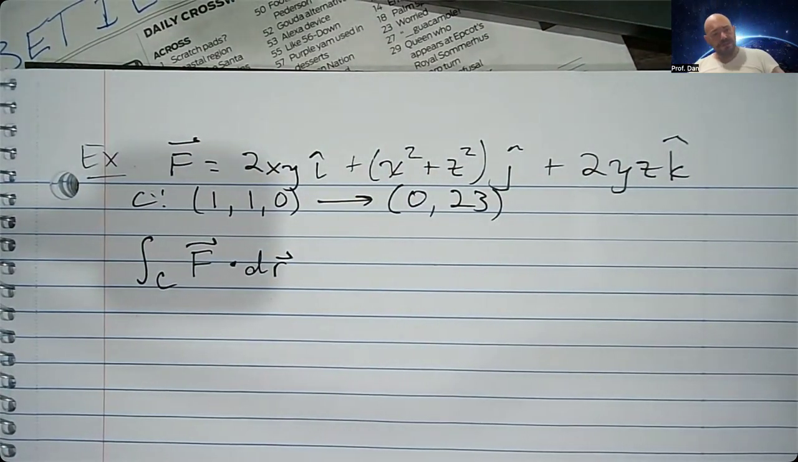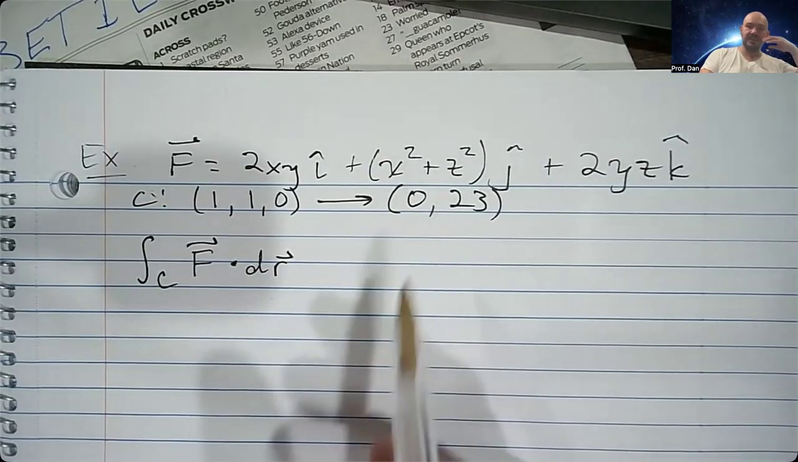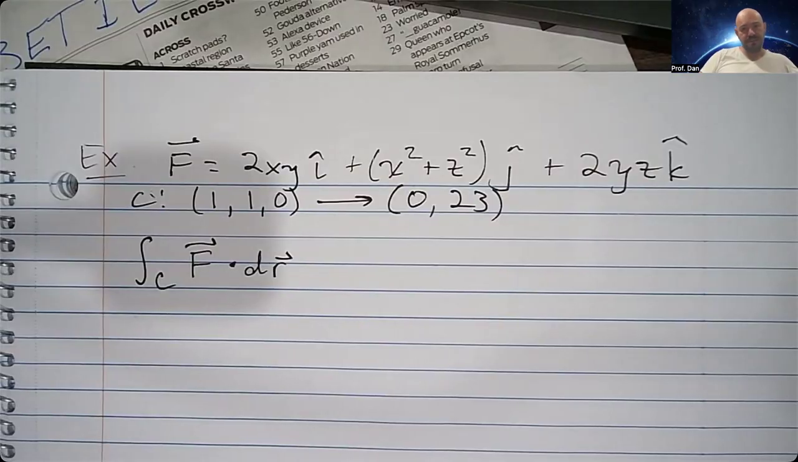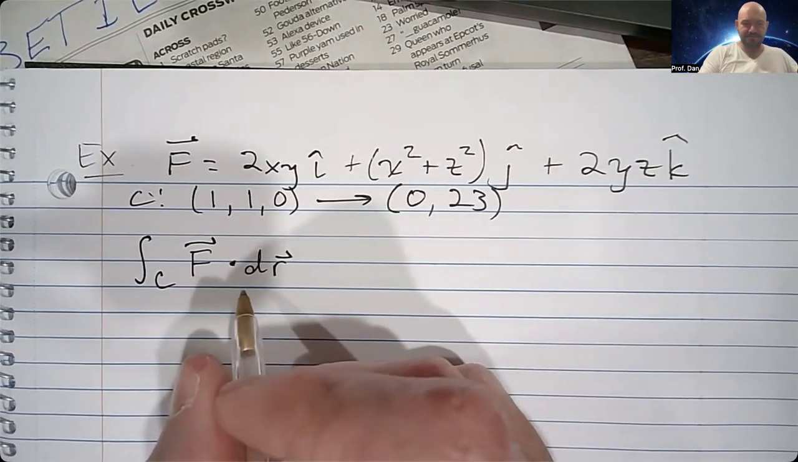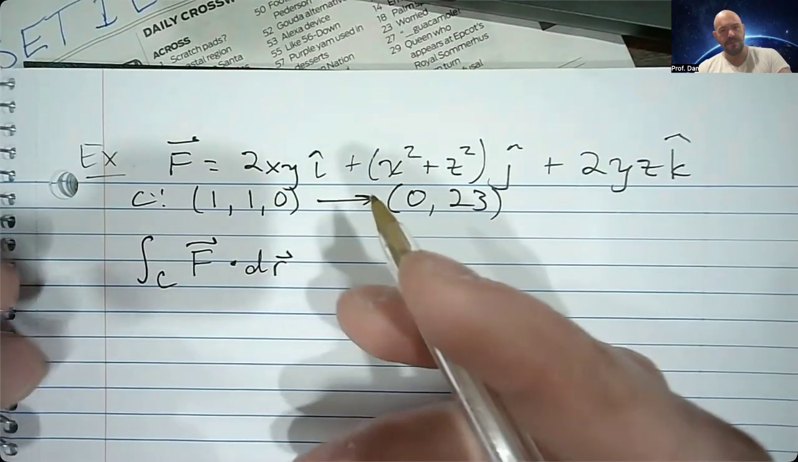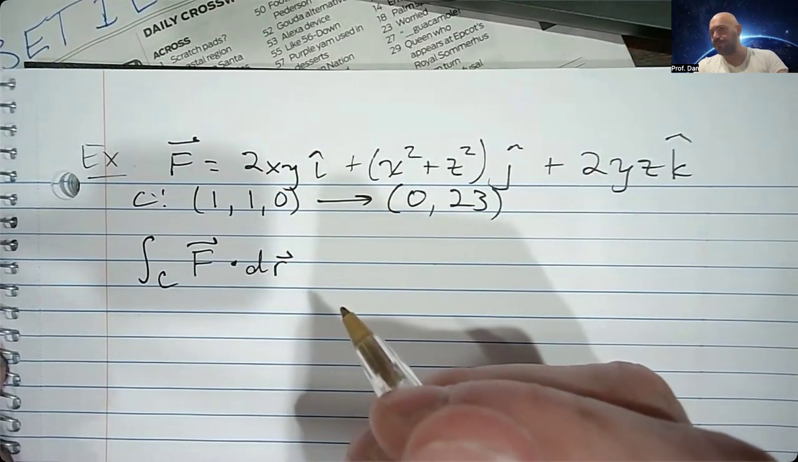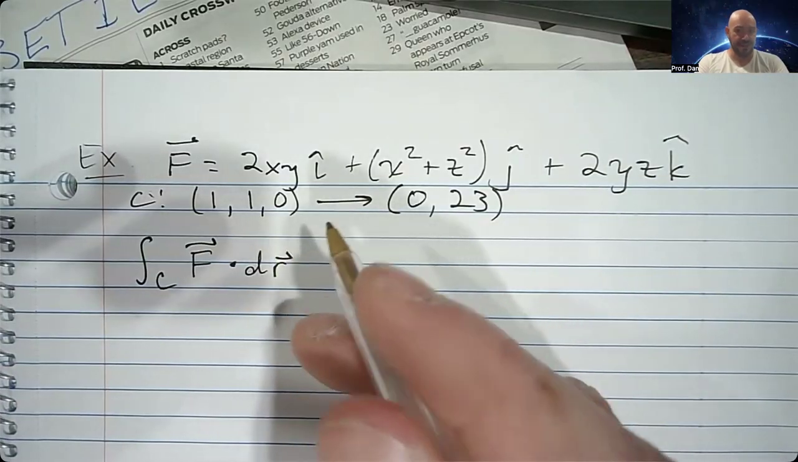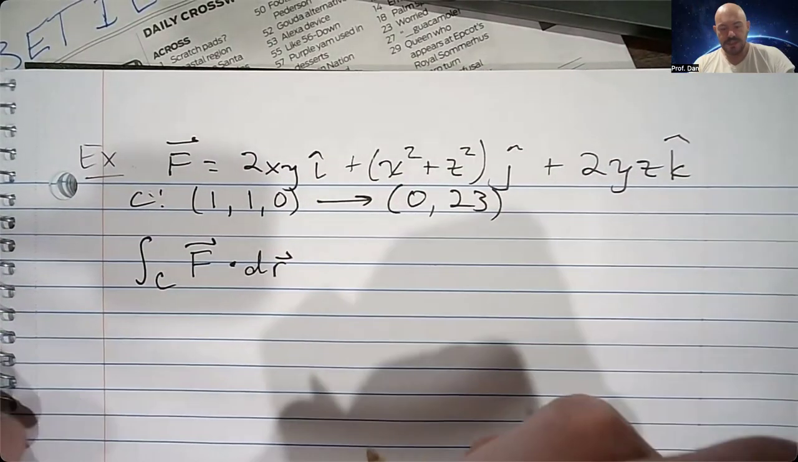So again, we want to make sure that we're looking at a conservative vector field before we try to invoke the fundamental theorem of line integrals. Because remember, this is only going to work, pun intended, if F is a conservative vector field. Otherwise, there's no point in looking for a potential function, because if F is not conservative, then it's not the gradient of anything.